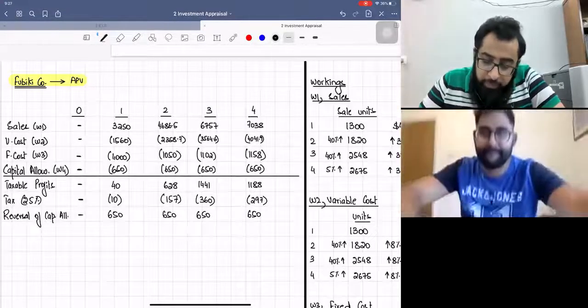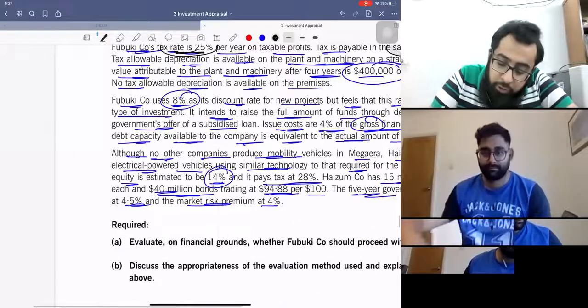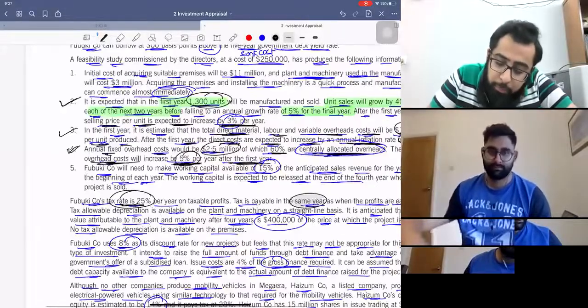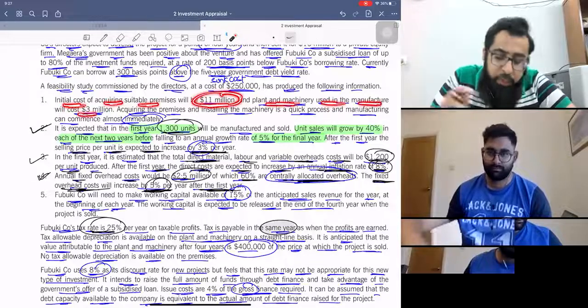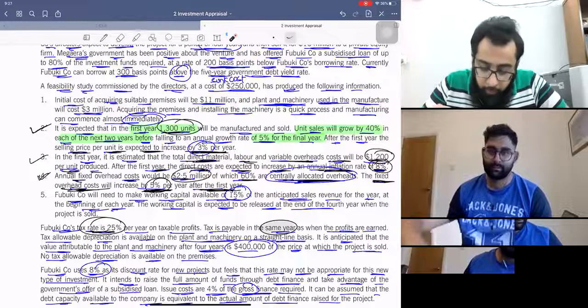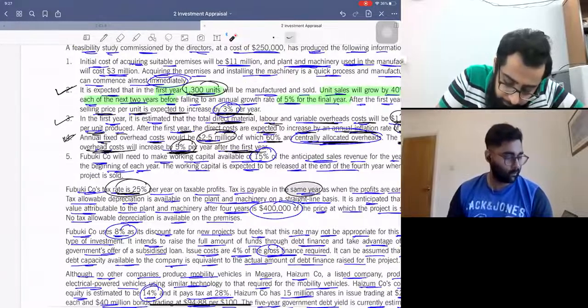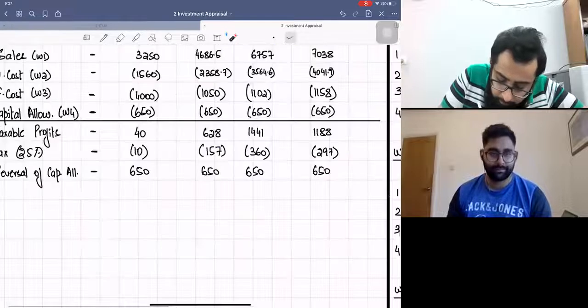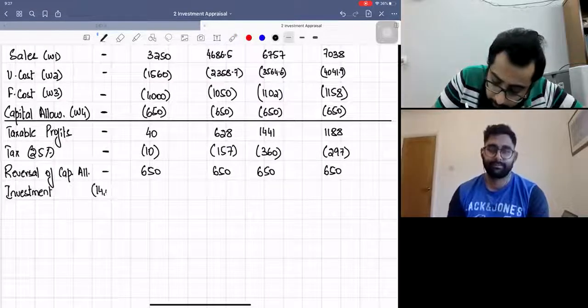Now if I talk about the investment, the initial cost of acquiring suitable premises will be 11 million and plant and machinery will be 3 million. So $14 million is the total investment which we require. Do you take that away in year 1? Yes, year 1, 14 million.